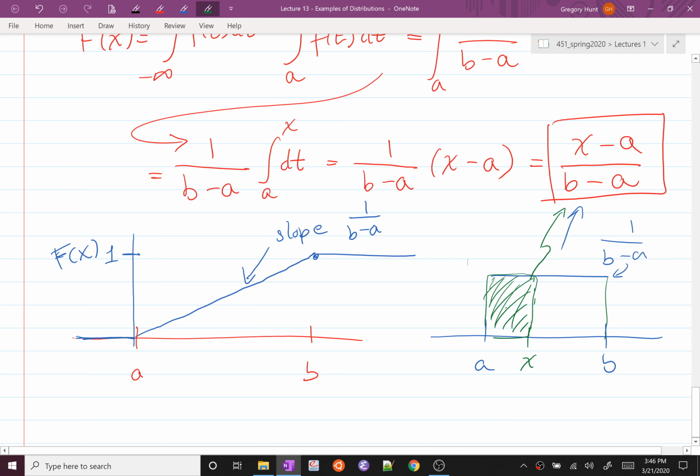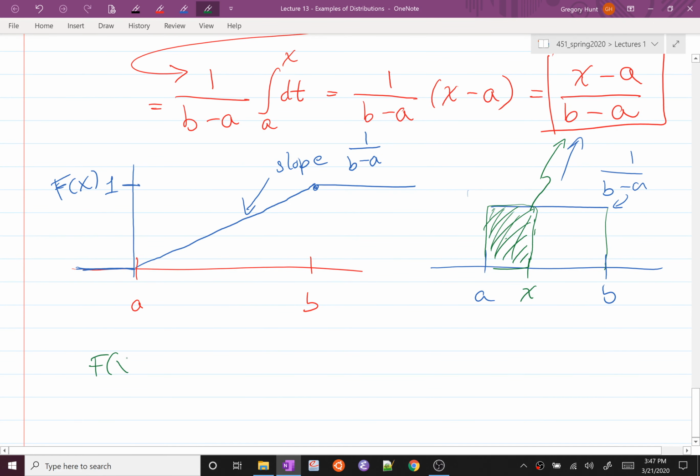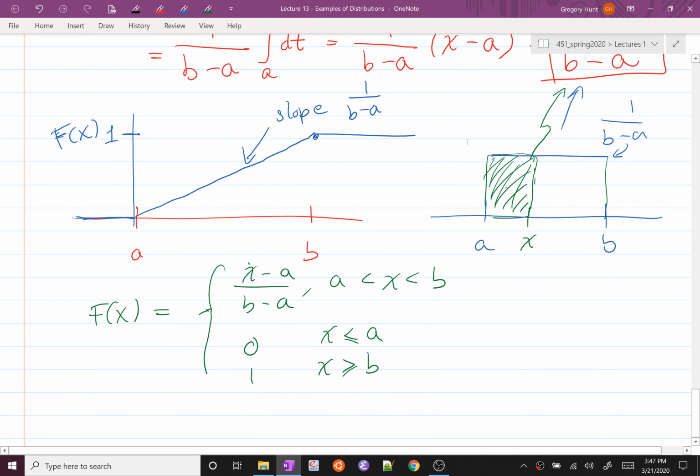So that's the CDF, and that's actually a little bit nicer in the continuous case because it is just a little integral to solve. And just to be complete, our CDF is F of x equals x minus a over b minus a if x is between a and b, it's 0 if x is less than a, and 1 if x is greater than b. And you can say less than or equal to or greater than or equal to. It doesn't really matter. Continuous, we don't care about the little endpoints. Okay.